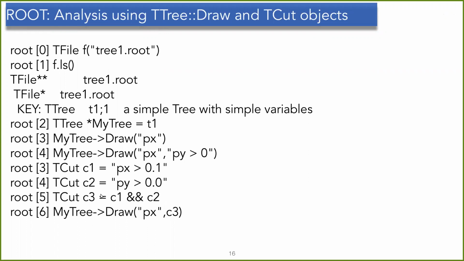Now you can directly use this cut variable C3 when you are drawing this. So if you just draw the px variable with this cut variable in the second argument, that is C3, it will basically give you a distribution of px with the condition px greater than 0.1 and py greater than 0.0. One can directly implement this on the TTree using this TCut in their C++ macro, and that will make your analysis much faster compared to accessing each of the entries one by one.